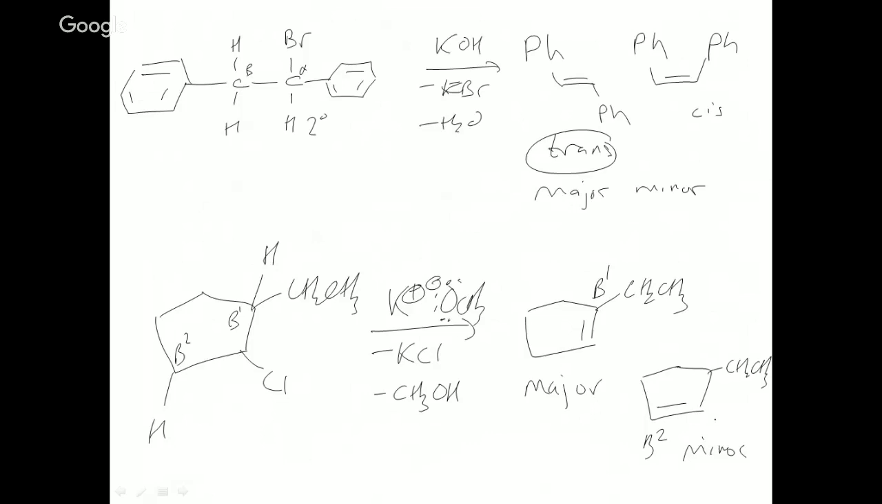All right, that's E2. Let's try to conquer E1 now. E1 mechanism, 8.6. Again, E1, that one is really important. It means first order, unimolecular. Kinetics: the rate is simply the alkyl halide. Whatever the RX is, that's it. So the base can be very, very weak.